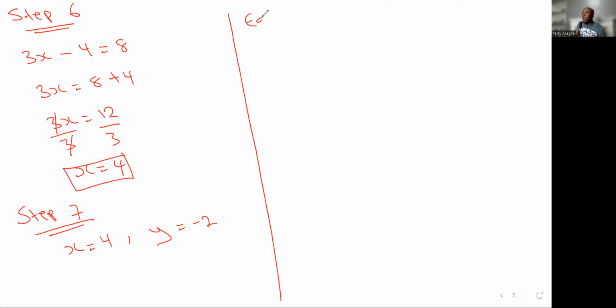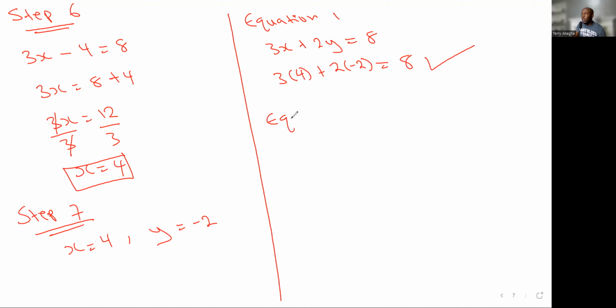So from equation 1, we know that 3x plus 2y, what will it give us? Will it give us 8? So put 3 into bracket 4 plus 2 into bracket minus 2. And when you press your calculator, this is 12 minus 4, and that will still give you 8. So that means we're correct. You can also try from equation 2 as well, if you want to check.